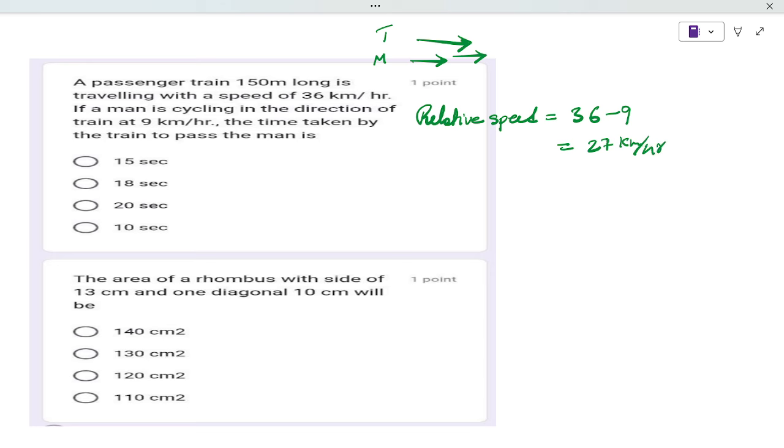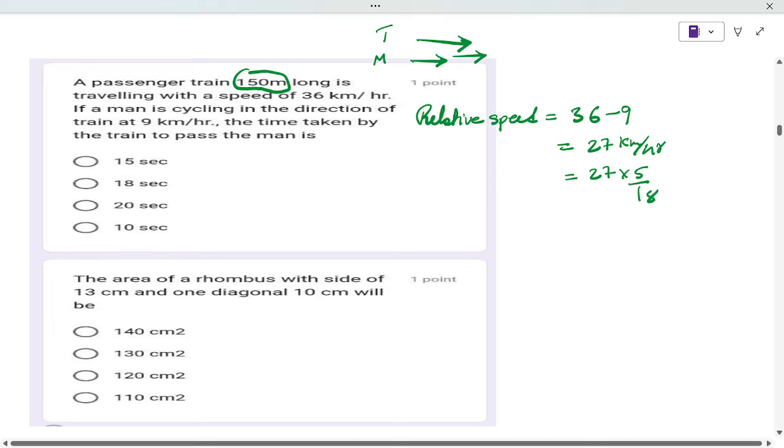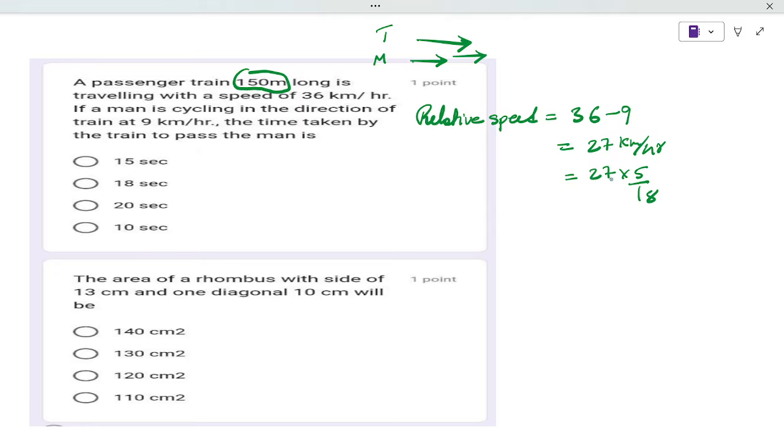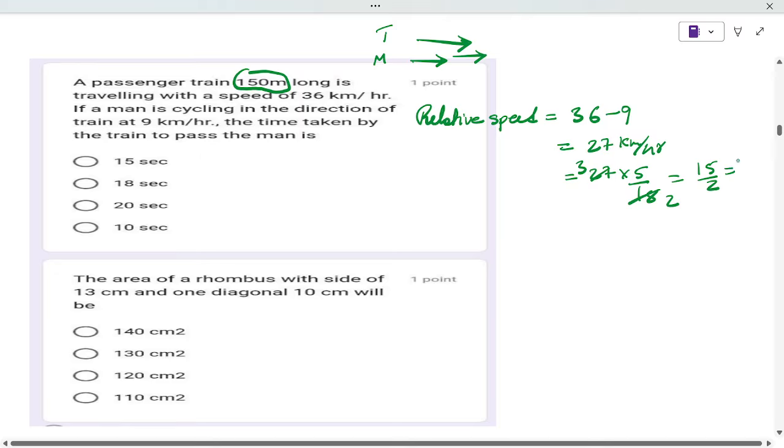Now again, the distance is in meters, so we need to convert these kilometer per hour to meter per second. So 27 into 5 by 18. Now, can we cancel this? 9 2 times, 9 3 times. So here, 3 into 5 are 15. 15 by 2 will give us what? 7.5 meter per second, or no? 7.5 meter per second. Yes.